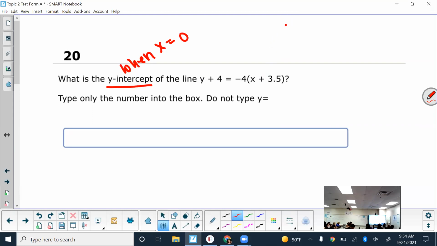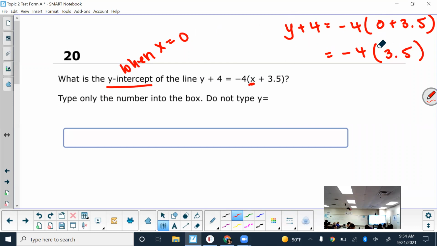Because all I have to do to solve this is plug in 0 for the x. So instead of writing x, I'm going to write 0 and then solve for the y. And that will be my y-intercept. So start simplifying. What is 0 plus 3.5? 3.5. Jack, did you go already? Go. What's a negative 4 times 3.5?